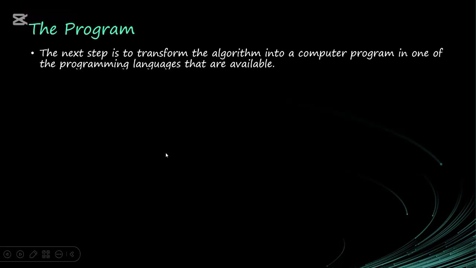Okay, so from the problem statement, which is written in natural language, to the algorithm. Then from the algorithm, that is where the programmer will now have to write the program. All those step-by-step procedures in an algorithm, the programmer will now have to convert to a computer program using a programming language. So the next step is to transform the algorithm to a computer program in one of the programming languages that are available, and there are a lot. In this course, we'll be teaching you the C programming language. We'll also teach you C++ and Python.